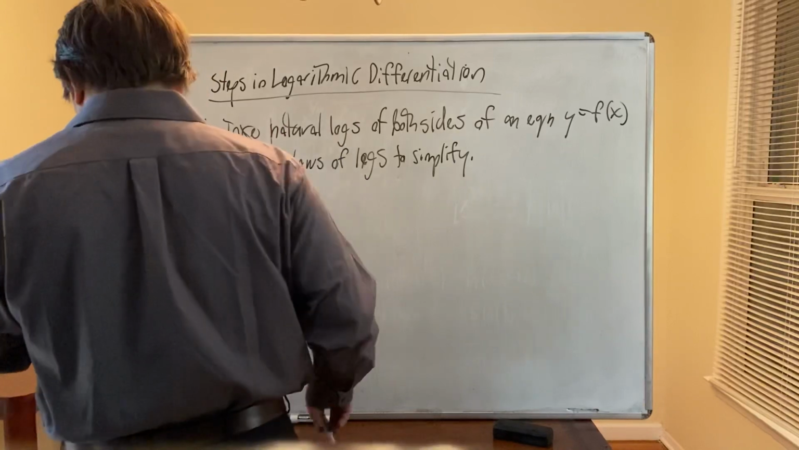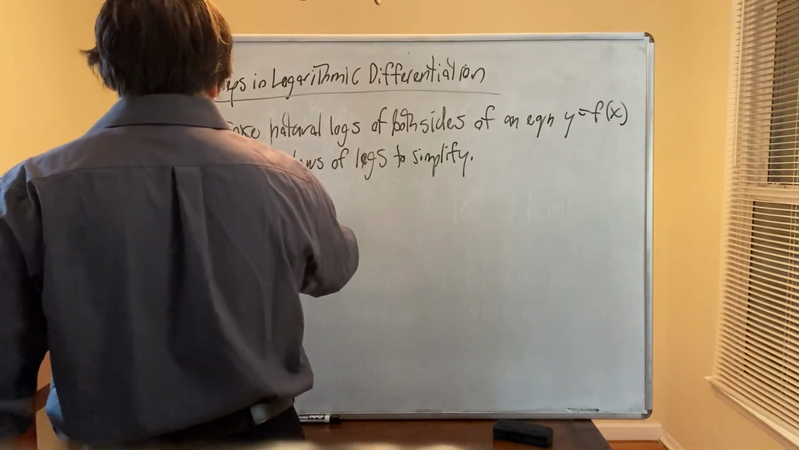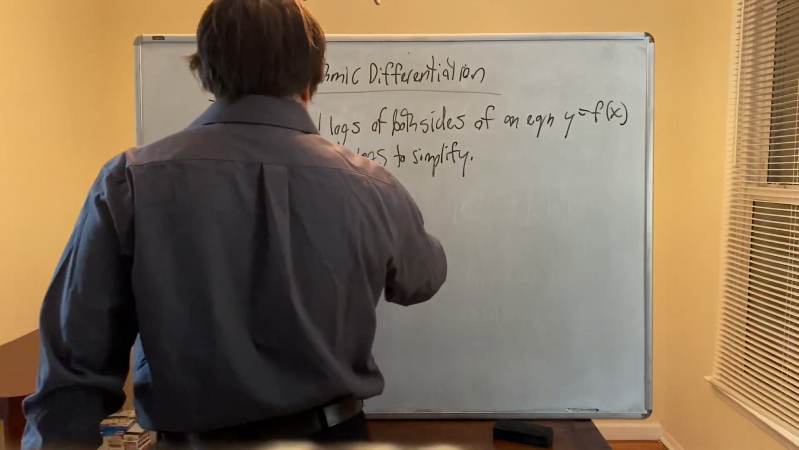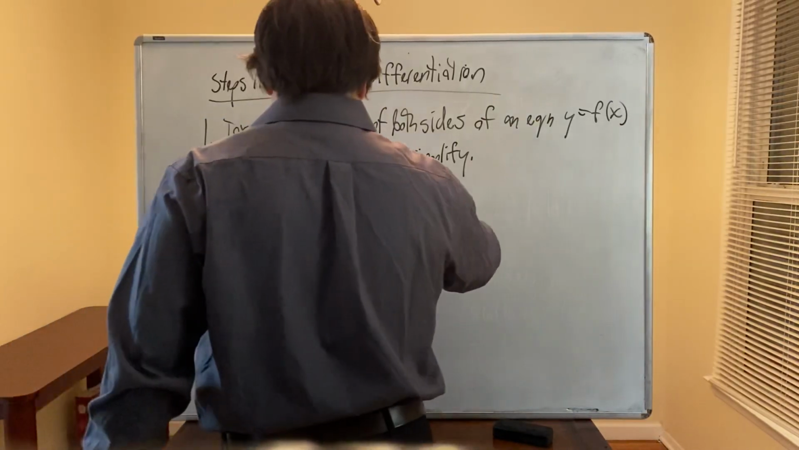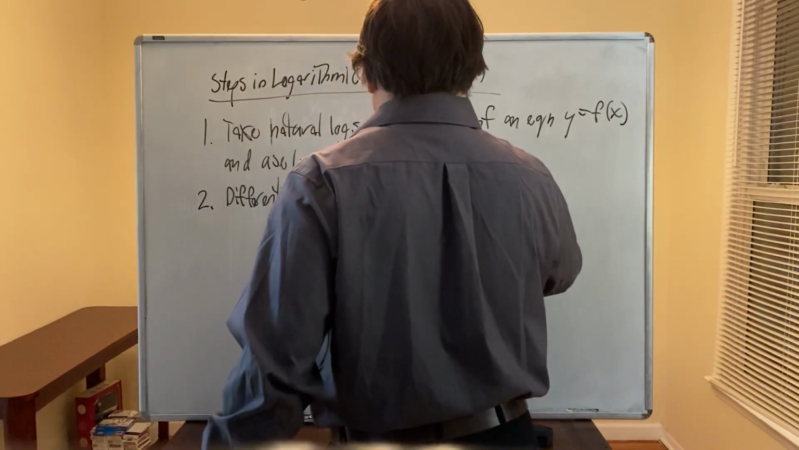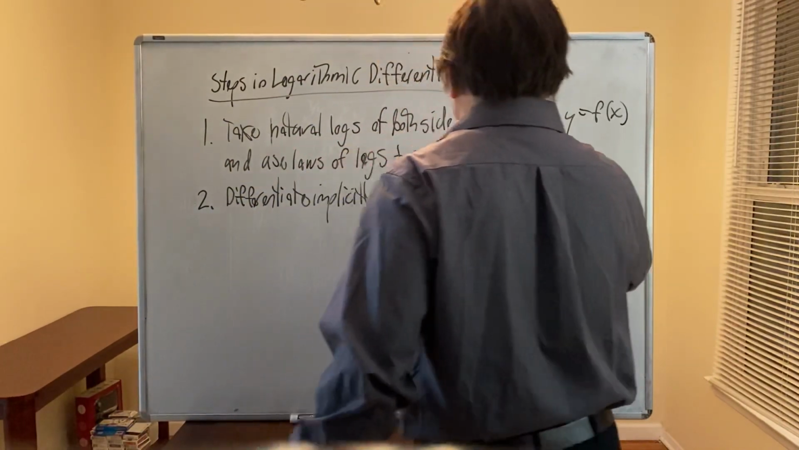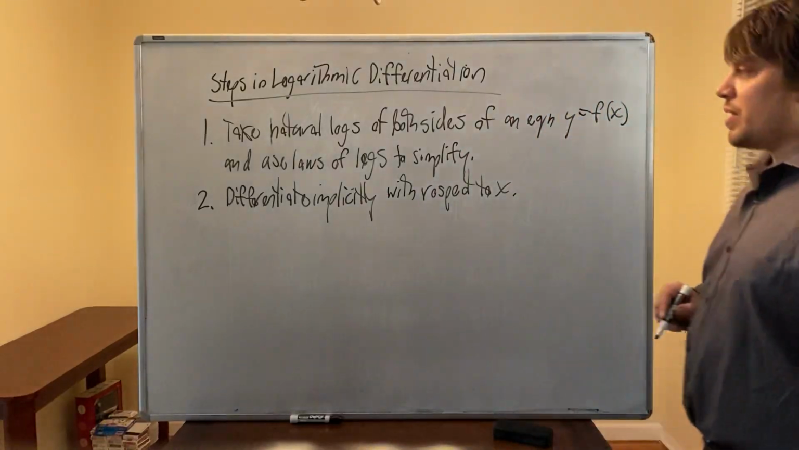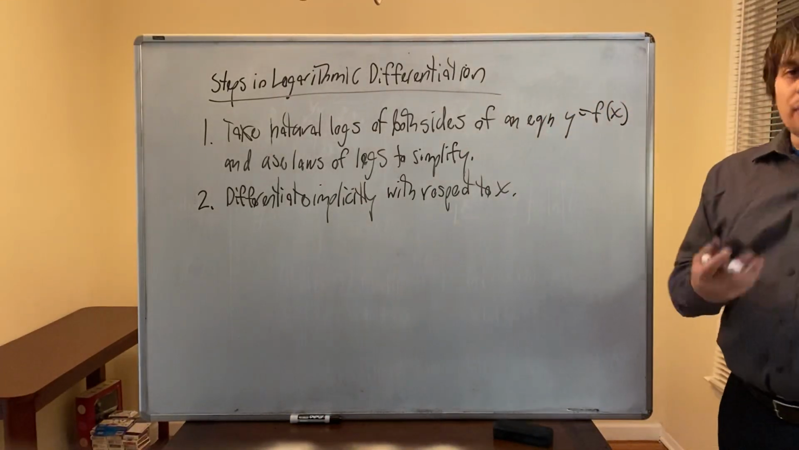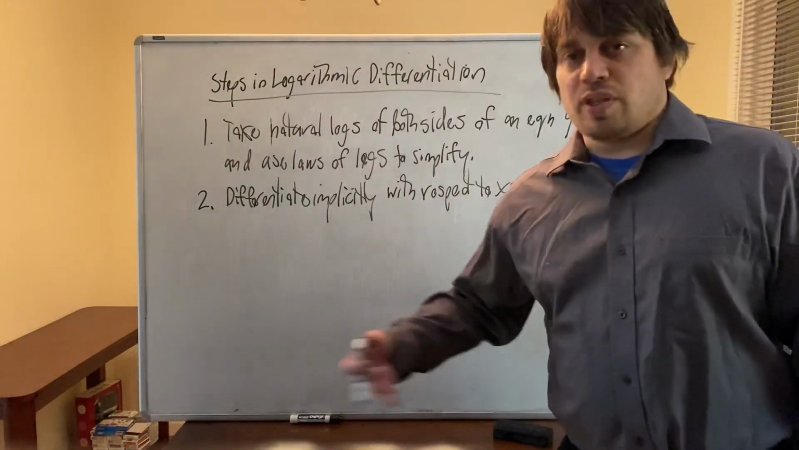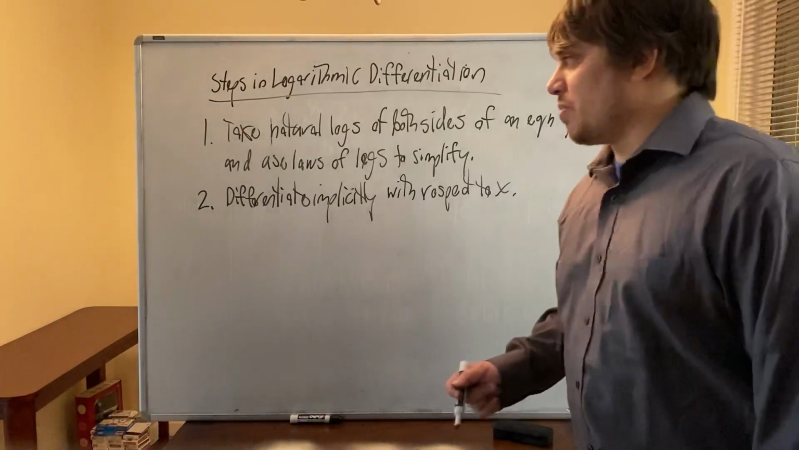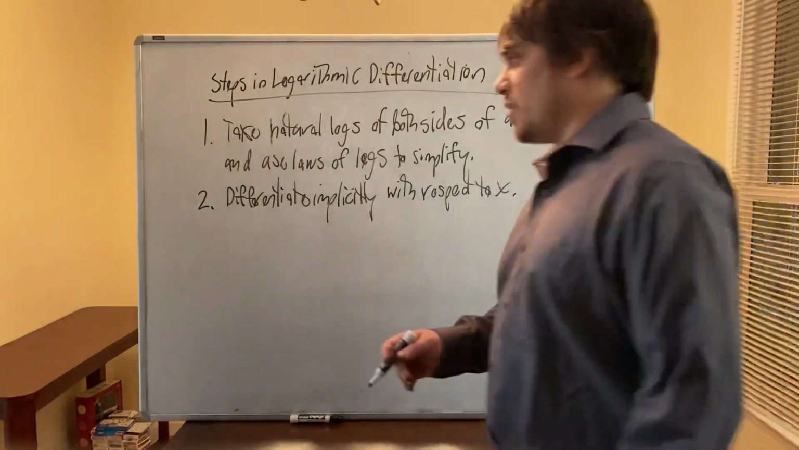Step 2. Differentiate implicitly with respect to x both sides of the equation. So after you simplify, you get y equals an expression. Differentiate both sides of that resulting equation implicitly with respect to x, meaning take d/dx of both sides.